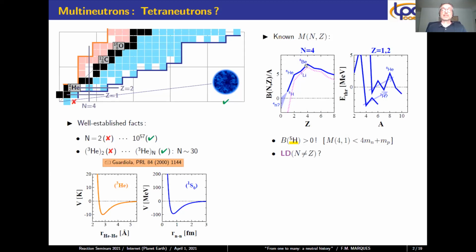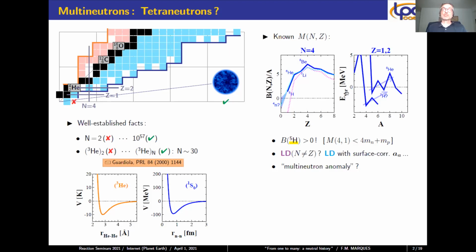This is the liquid drop prediction. So for the tetraneutron, it's very, very low. But if you correct this simple liquid drop by a surface correction in the asymmetry term, you get already something closer to the data. Still unbound for the tetraneutron, but it's not so far away.